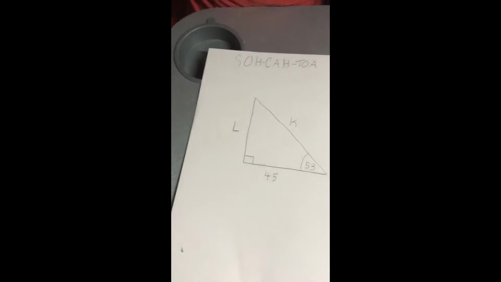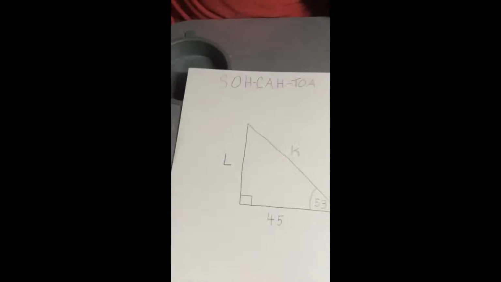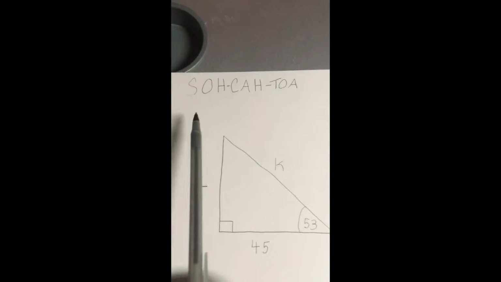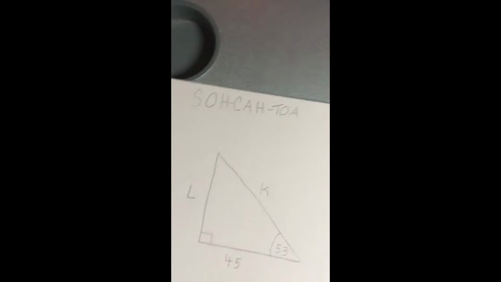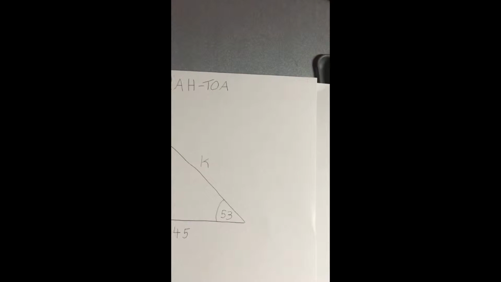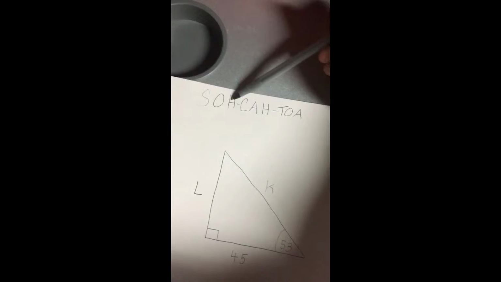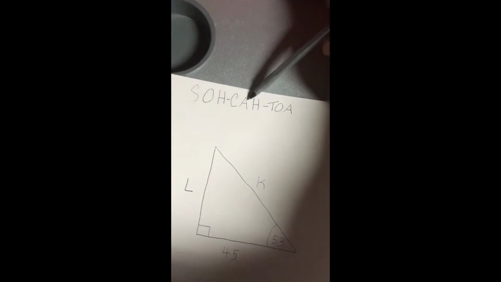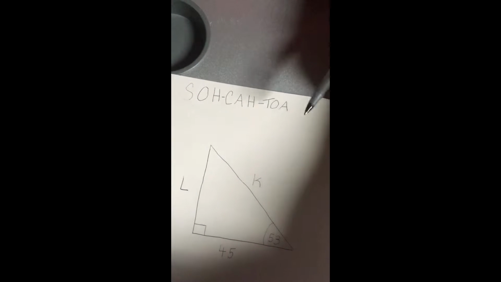So, for learning sine, cosine, and tangent, we use something called SOHCAHTOA, which is right here. We use SOHCAHTOA because it helps us remember the numeric ratios for our equations. So sine is opposite over hypotenuse, and then cosine would be adjacent over hypotenuse, and then tangent would be opposite over adjacent.